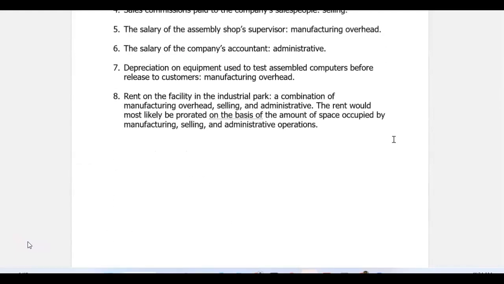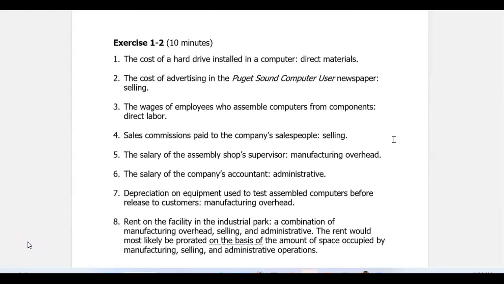Right there. So the cost of a hard drive installed in a computer, that's a direct material because it's used in the production. The cost of advertising in the newspaper, that's an advertising expense. That's part of operating expense. That's a selling expense. Got it?